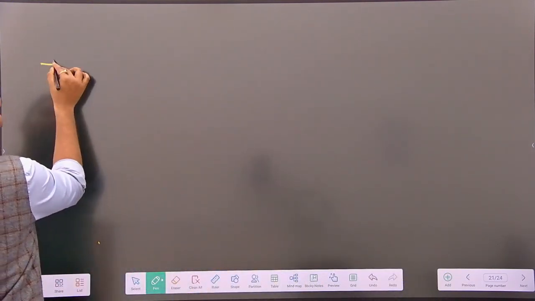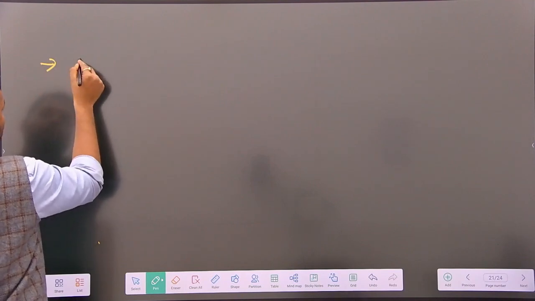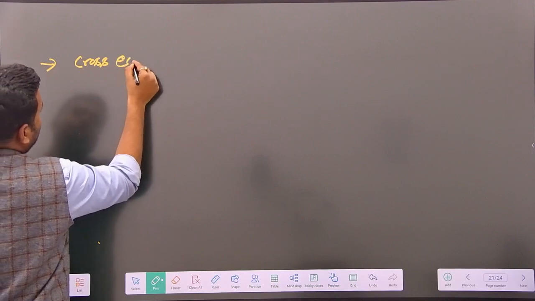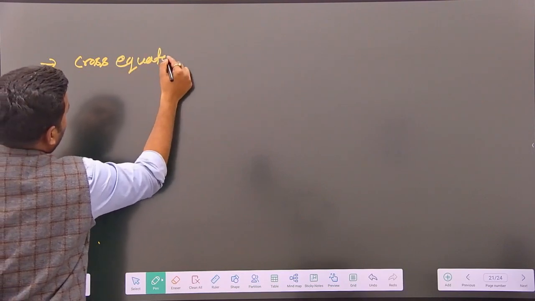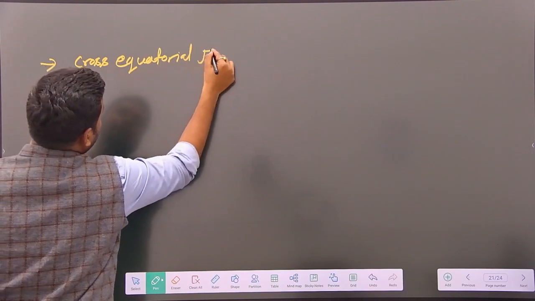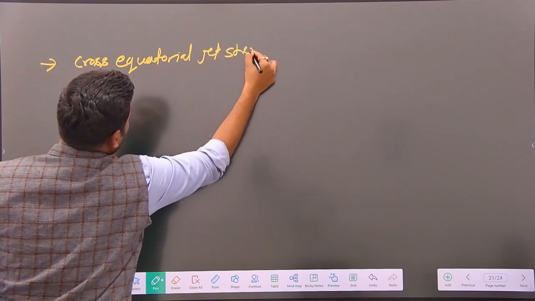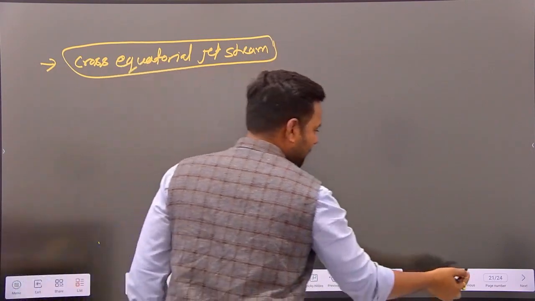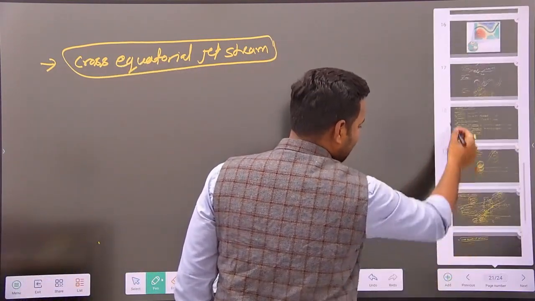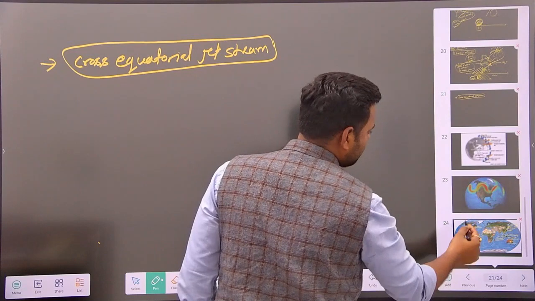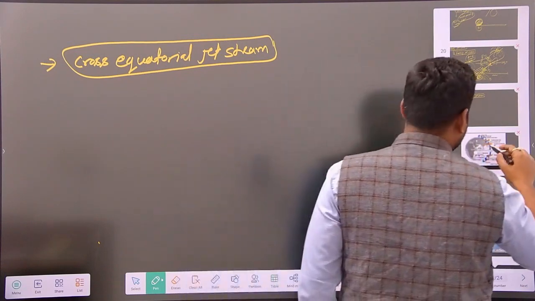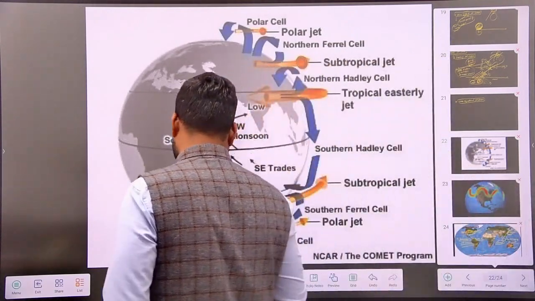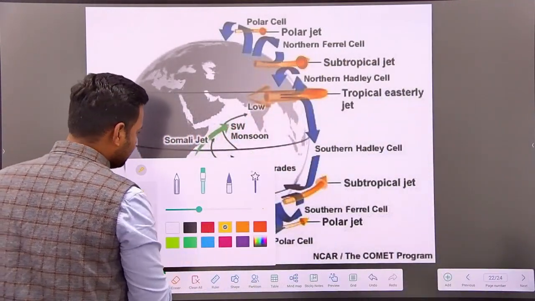And the last one is the Somalian or the cross equatorial jet stream. Cross equatorial jet stream. We will further use some pictures. It is also known as the Somalian jet stream.